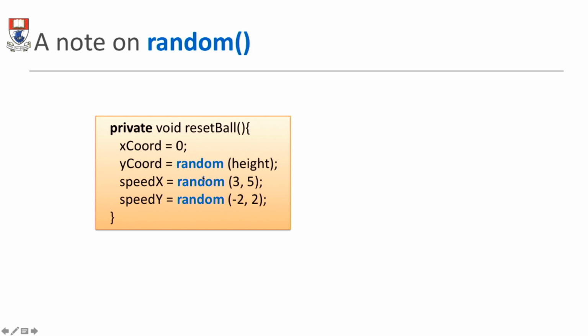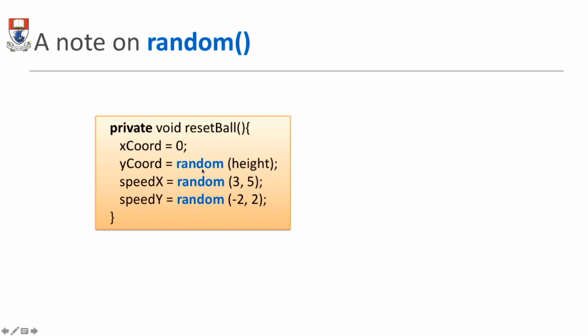So let's take a look at what's happening here. In resetting the ball, what we're saying is before the ball starts animating from left to right on the screen, we've got to set up the x and y coordinates and the speed at which it's going to travel. So the x coordinate is set to 0 because that's the left hand side of the screen.